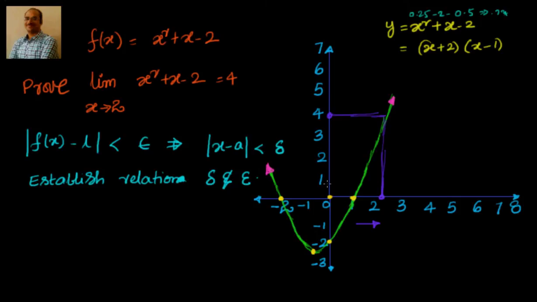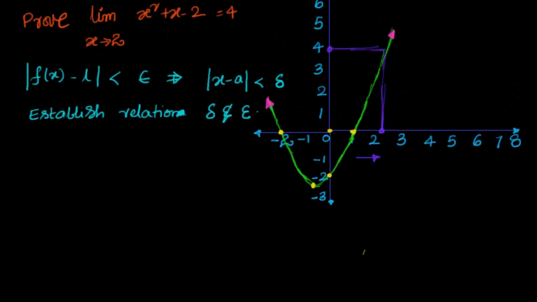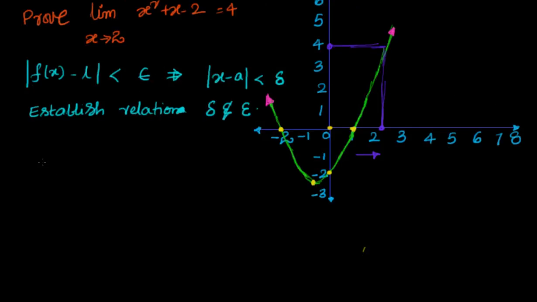That is what we have to prove. Okay. For that, what we will do? We will start with |f(x) - L|, and we'll go ahead towards |x - a| less than delta. Okay. Let's go ahead and do that. Okay. What is our f(x)? Let's just keep it there.